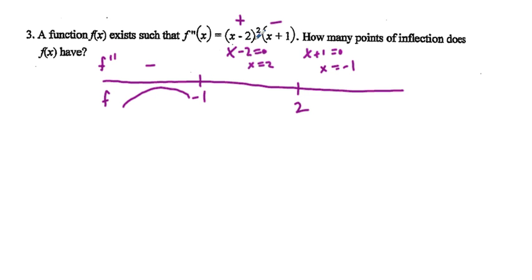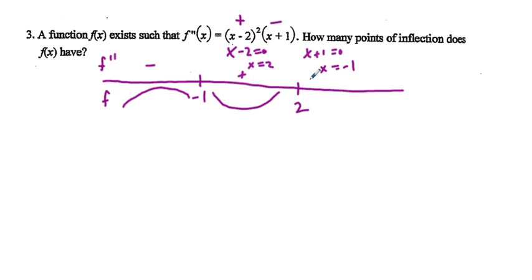And let's go to the right between -1 and 2. Let's try 0. This to the left is still positive. We try 0 here, that's going to be positive. So we have positive, we have concave up. So we have one point of inflection already at x equals -1.